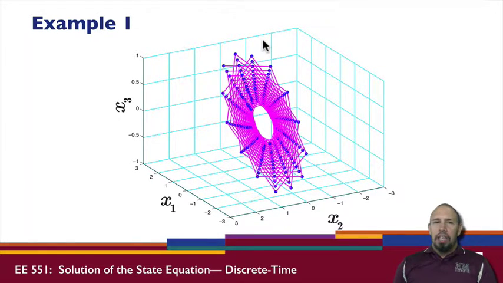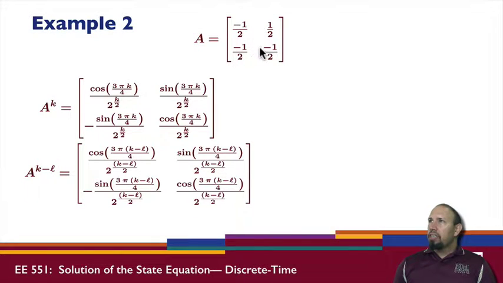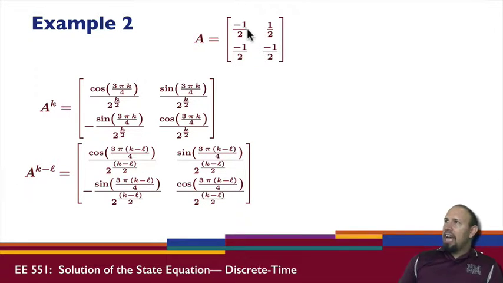Okay, the next example, we have this matrix, and we can go through and calculate and show that this is the state transition matrix. I'm not going to do that right now, but this is the state transition matrix. So A to the power k. If we look at it in this form, A to the power k minus l, wherever we see k, we substitute k minus l. You can see that for some matrices we can get sines and cosines of our time variable k. Sometimes I'll use t for the time variable; sometimes in discrete time I'll use k for the time variable.